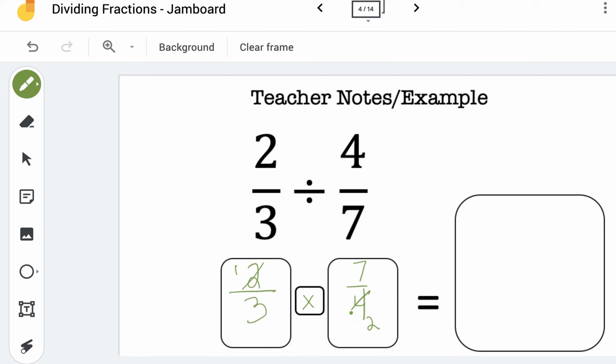And now I multiply. 1 times 7 is 7. And 3 times 2 is 6. And lastly, I'm just going to change that into a mixed number because I know 6 goes into 7 once with 1 left over. So we have 1 and 1/6 as our final answer.